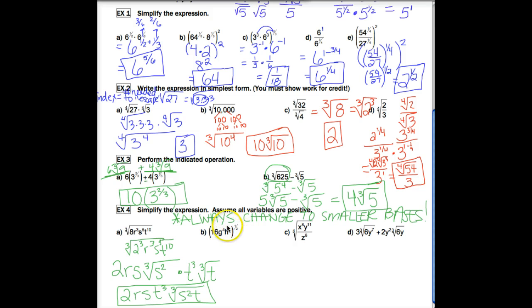This next one, same idea. I can take 16. I'm taking everything in there to the 1/2 power, when you multiply the exponents. So I took this exponent of 1, multiplied it to the 1/2. 4 times 1/2 is 2. 2 times 1/2 is 1. So I've got 16 to the 1/2 power, so square root of 16, which is 4, and then g squared h to the first, which is just h.